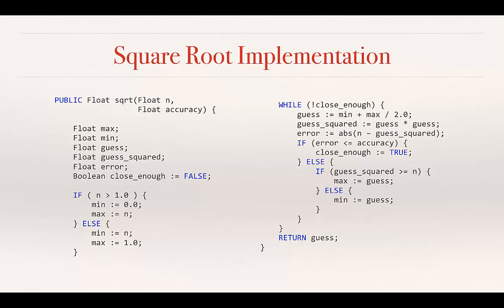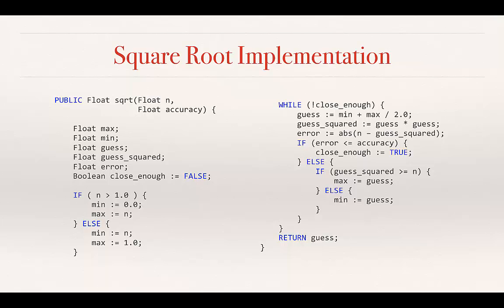Here's an implementation of the square root function that we introduced in the last video. Let's look at the flow of this program. First, we declare some variables. That's strictly sequential. Then we set the min and max depending on whether the value of n is less than or greater than 1. Recall that 1 was a boundary point for n.